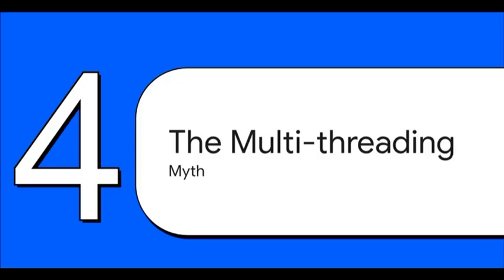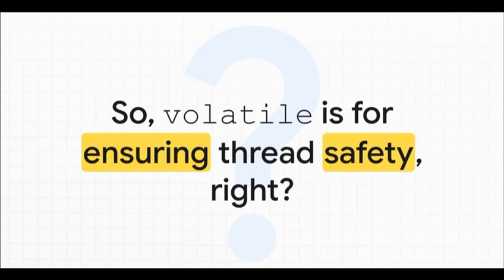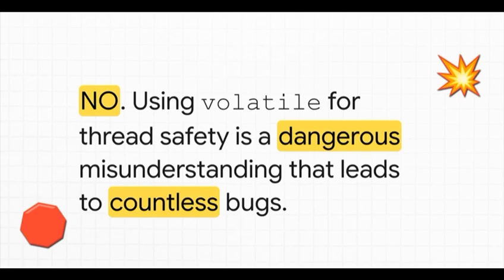Okay, now we have to talk about the single biggest, most dangerous misunderstanding about volatile. This is a myth that has been the source of so many bugs in multi-threaded code. I mean, it seems logical, doesn't it? You've got a variable, it's shared between two threads, it can change unexpectedly, so volatile sounds like the perfect tool to make sure each thread always sees what the other thread did, right? Wrong. Emphatically no. This is absolutely not what volatile is for, and using it this way creates this false sense of security that is almost guaranteed to lead to disaster down the road.